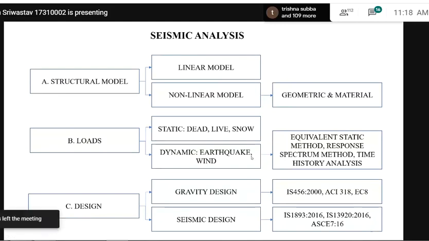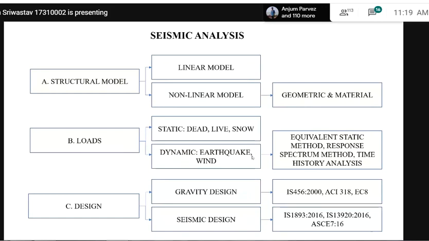The third one is, once you know the loads and your model is prepared, you need to design the building. For designing the building, whatever we have learned or some of you are going to learn in your RCC design, concrete design course, we do gravity design, which is done using IS 456-2000. Each country has its own gravity design codes. For example, the European code is EC2, similarly, the American code is ACI 318.